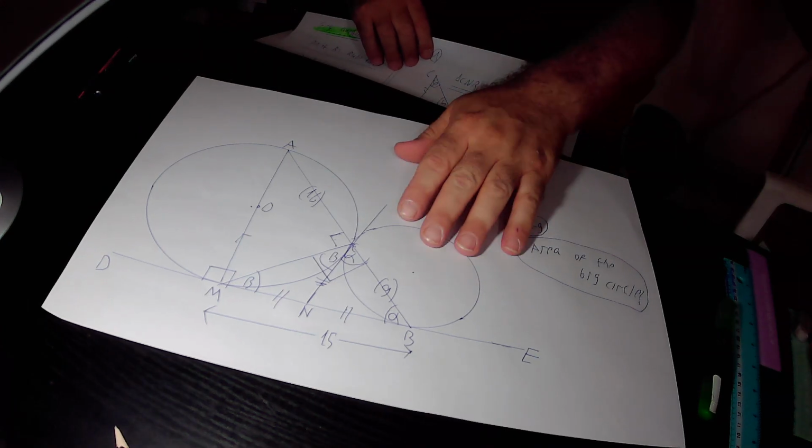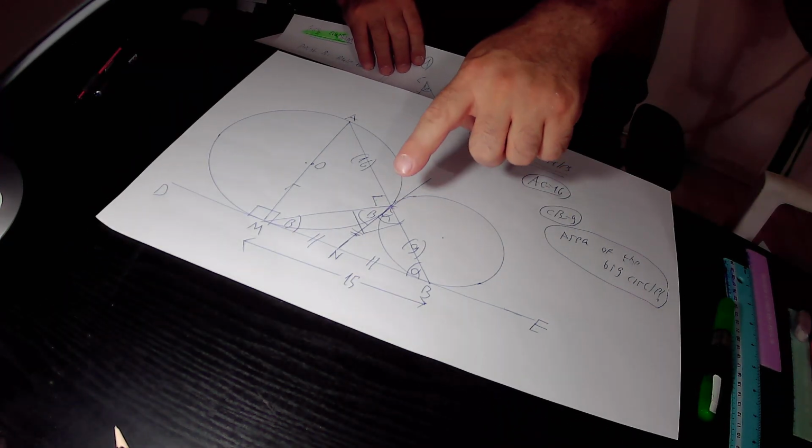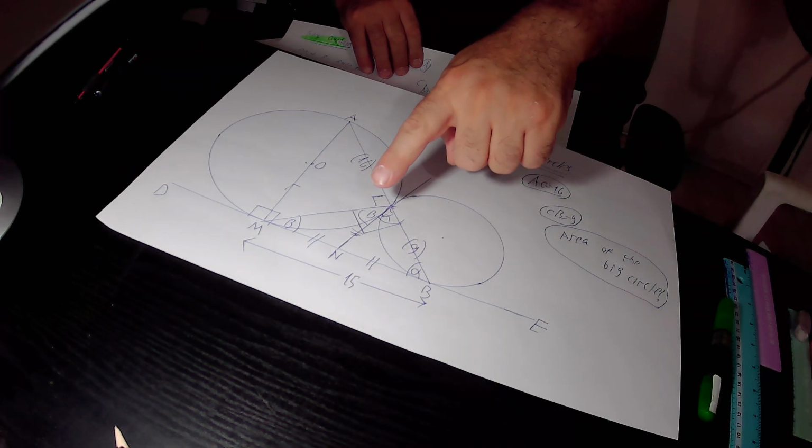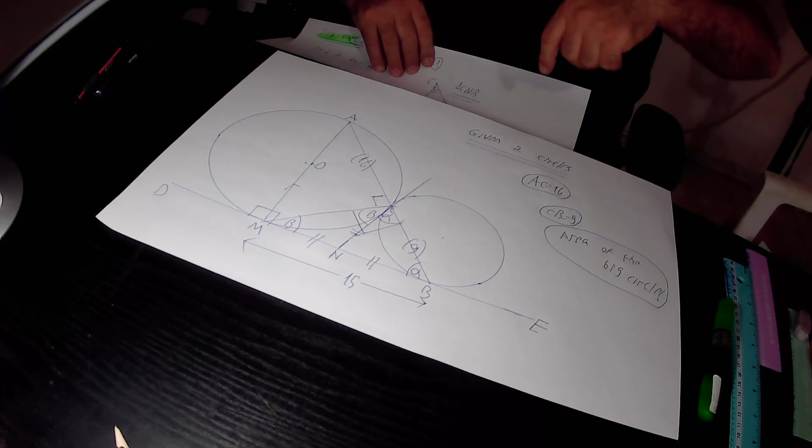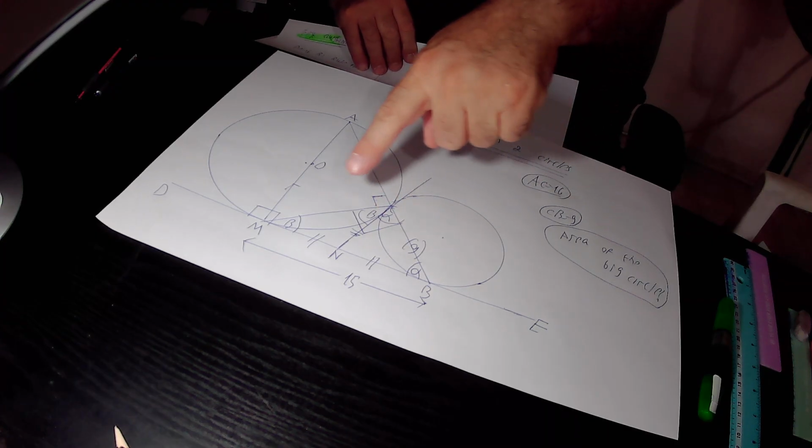We continue to focus on this common external point N. From this common external point N, we have two tangents to the big circle, tangent NC and tangent NM. And according to Rule 2, they are equal to each other. That is to say, NC equals NM.